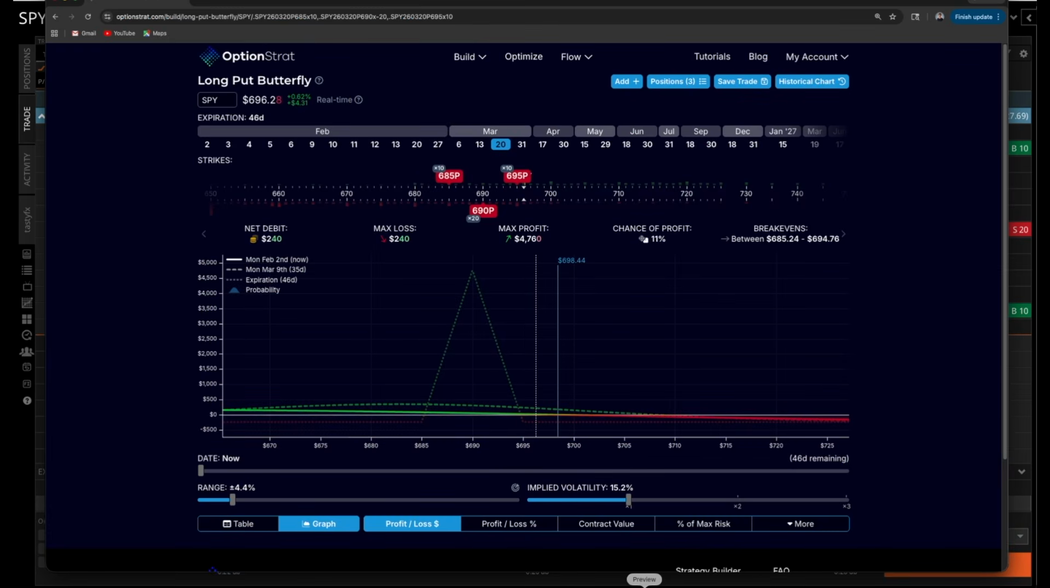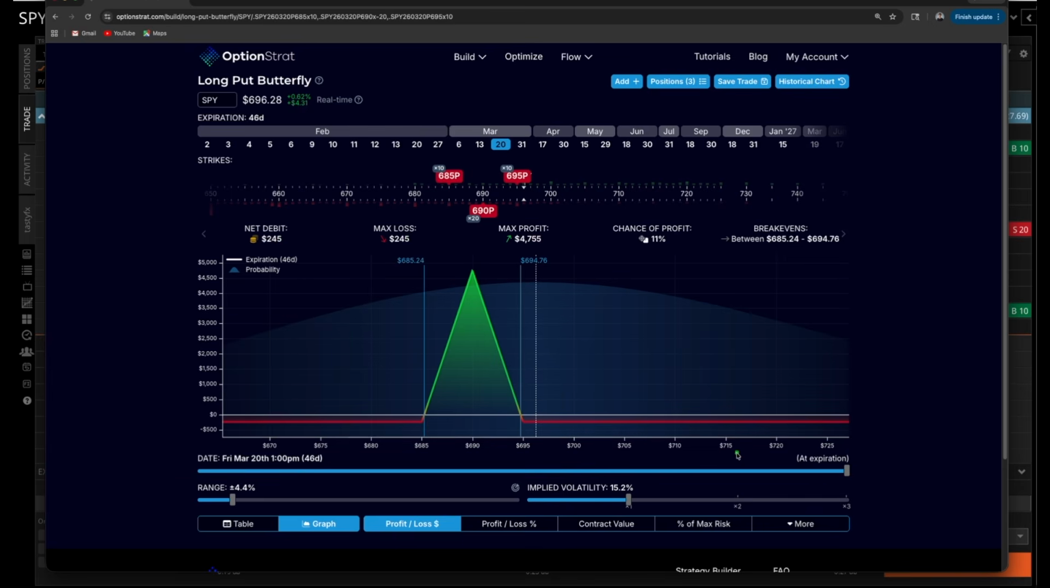So I'm going to bring this up. And we can see here that at expiration, this structure will pay off a max profit of $4,760 in the unlikely event that SPY pins at $690 per share right at expiration. And this structure is a net debit of $220, well, prices are bouncing around, $230 to enter into the trade. And that's equal to our max loss.